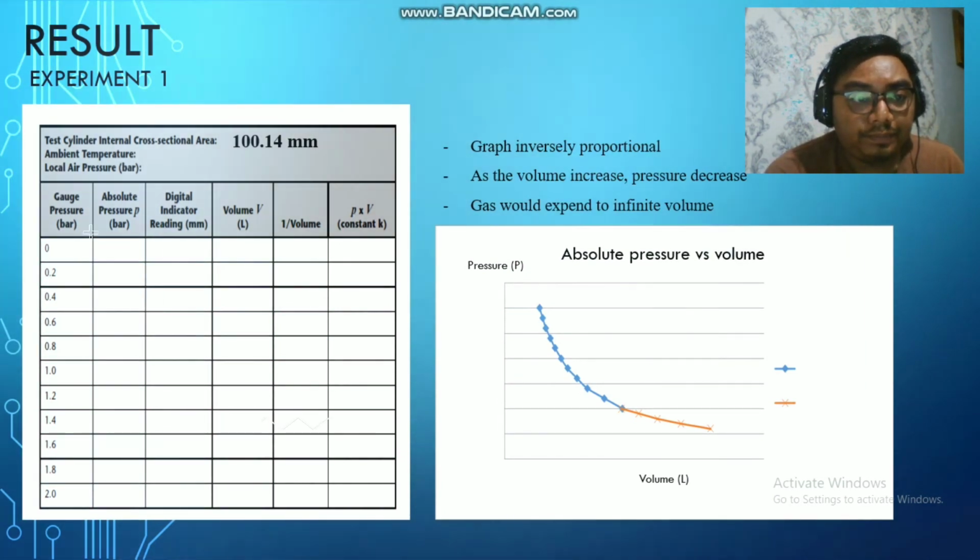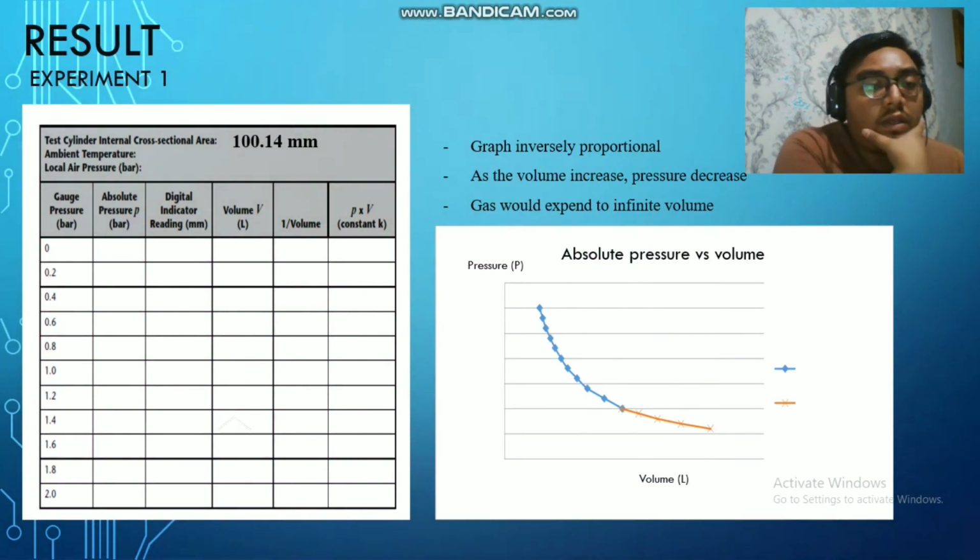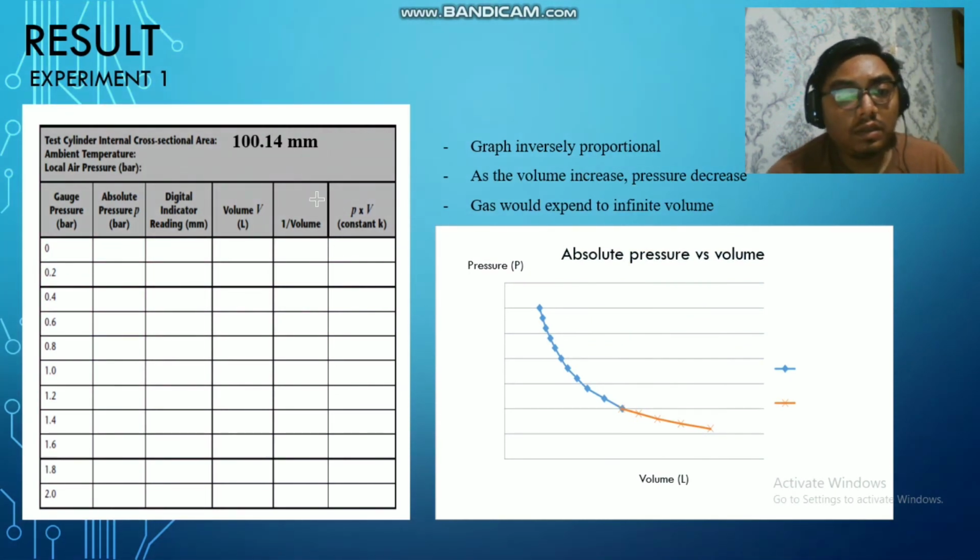As we can see, after we record the absolute pressure and the digital indicator reading, we calculate the volume, which is the area times the indicator reading, which is width times height. And after we get the volume, we will find the constant K, which is pressure times volume.